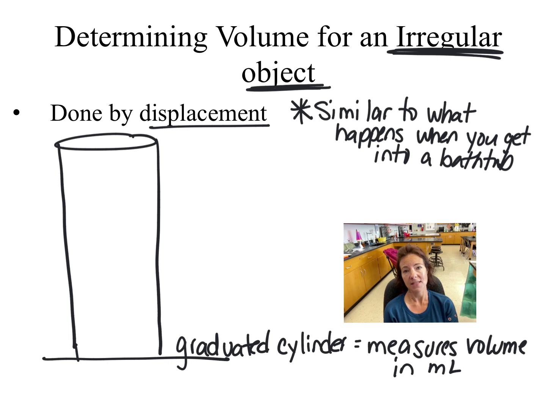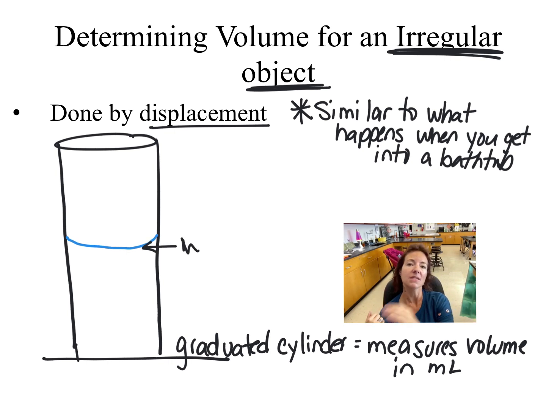And so when you get into that bathtub, you displace, or push, the water out of the way so that your body can occupy that space instead. The displacement method uses this process because the amount of liquid that you displace, or push out of the way, is the volume of your body.